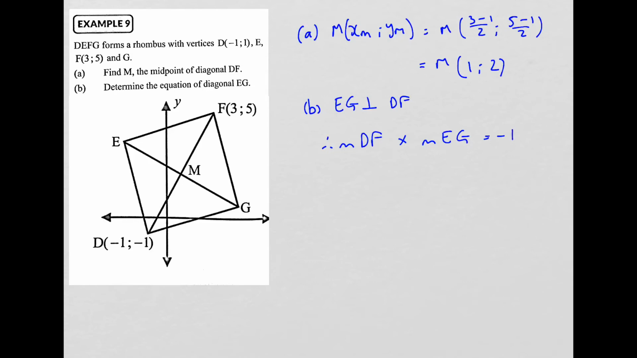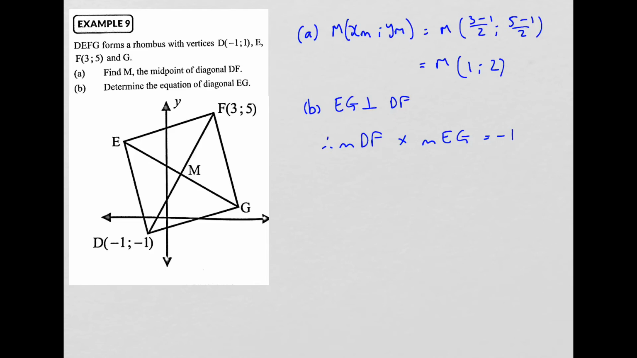Remember, we're looking for the equation of EG. So we need the gradient of EG, and we need one point. We already have a point. We have the midpoint, which is answered in question A. And remember, I've told you more than once before that these questions generally follow on from one another. So if they ask you for something in A, you generally have to use that solution in B or C or D or any subsequent question. So let's substitute in what we have.